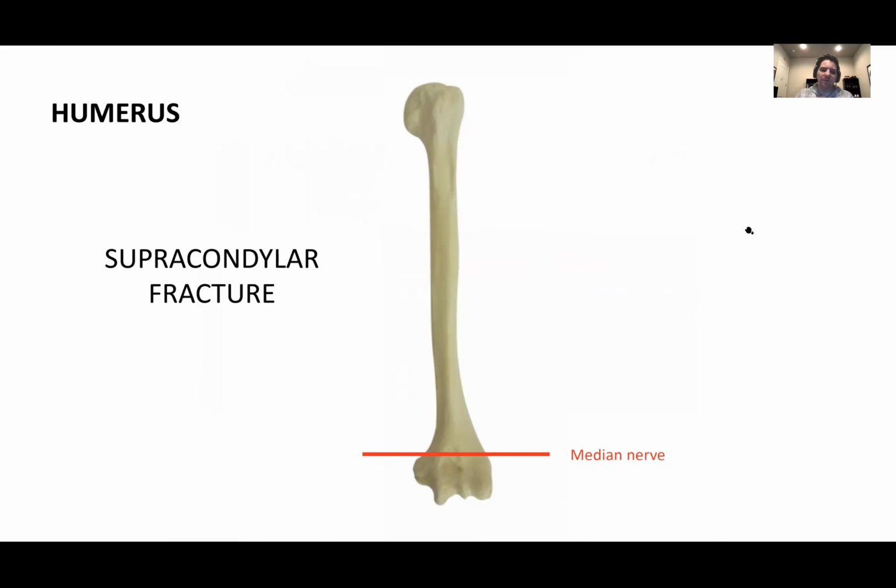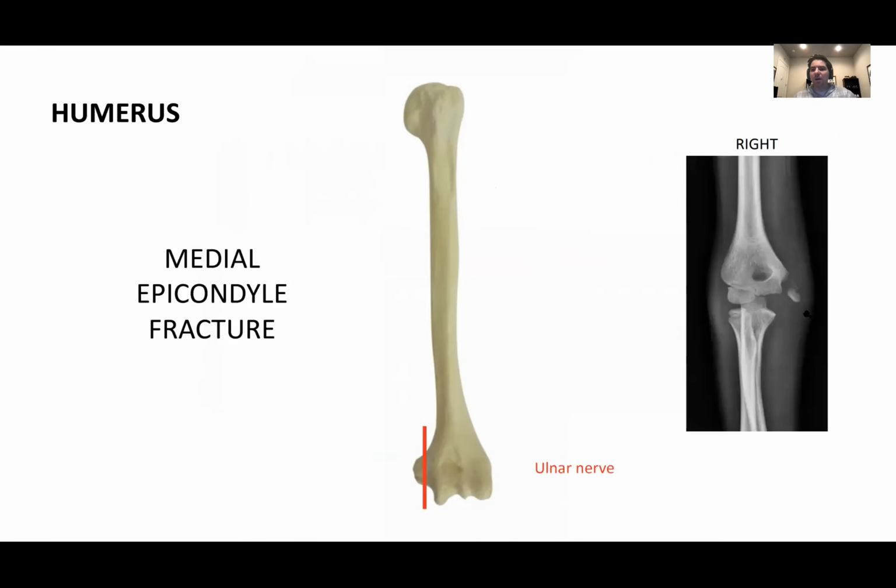All right, supracondylar. Whenever you hear supracondylar, you're thinking of a median nerve injury. The median nerve deals with a lot of the flexion of the hand, particularly the lateral side, the thumb side. So in that regard, you're thinking median nerve. If they talk about a medial epicondyle fracture, that's the medial aspect, and that's going to be an ulnar nerve injury. So medial epicondyle, ulnar nerve. Again, you're thinking about flexion, but you're talking about the medial side of the hand.